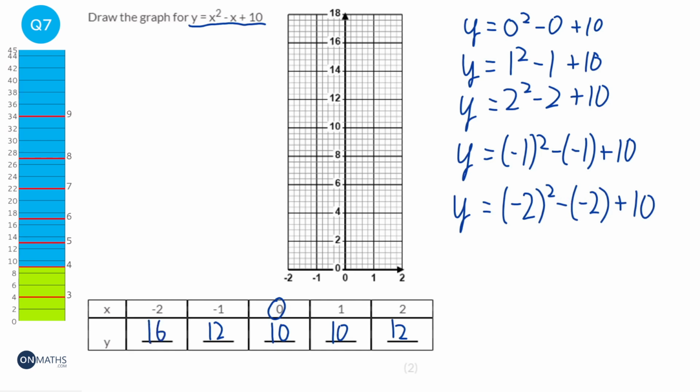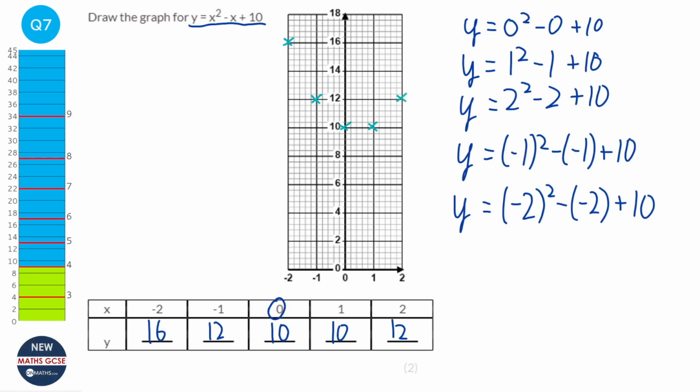So we're going to plot these on our graph. And so we've got minus 2 is at 16, so that'll be there. Minus 1 is at 12, which should be here. 0 is at 10, 1 is at 10, and 2 is at 12.